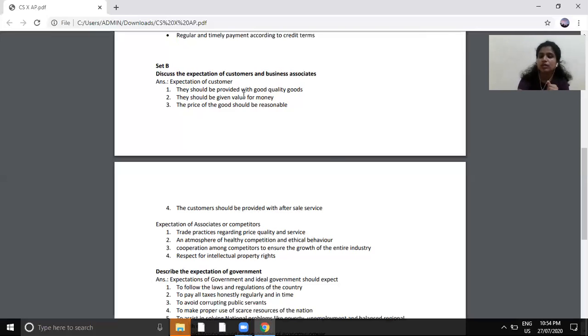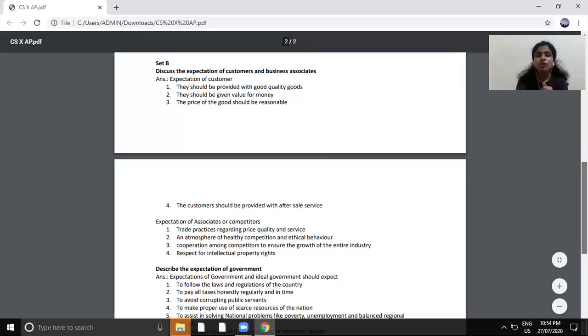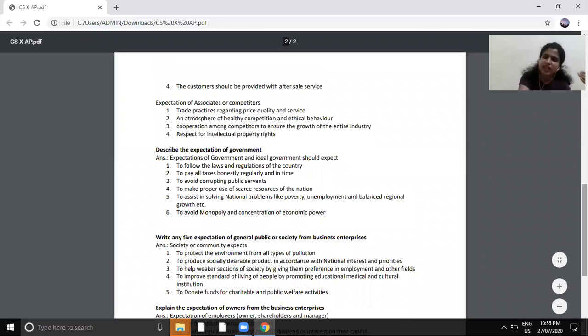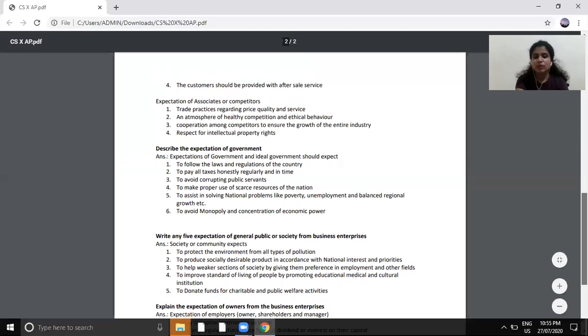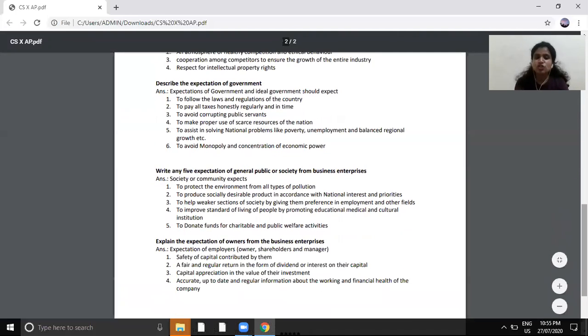Next question is question 2B, that is, describe the expectation of government. Again, a statement has to be there. It is a 5-mark question. You have to make sure that there are 5 expectations listed very neatly, one below the other, since it is 5 marks. Okay. The next question is question 3A, which is, write any 5 expectations of general public.